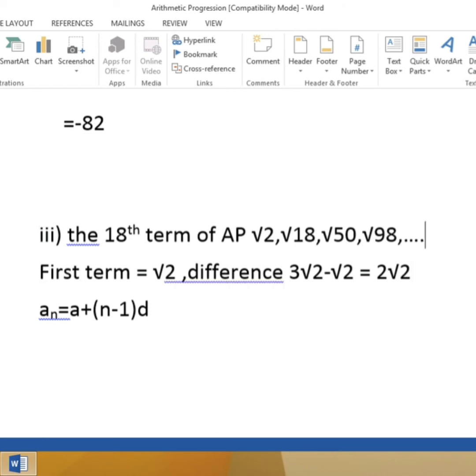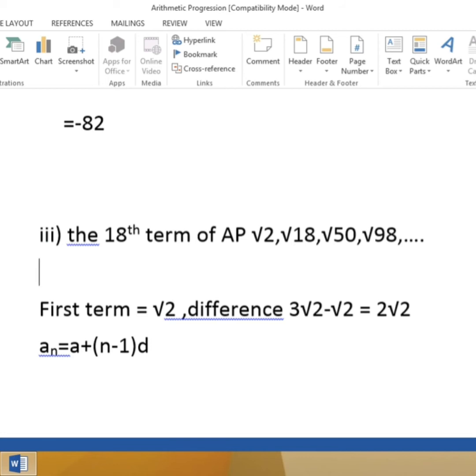Then we are going to find the 18th term. I'm just explaining again. Square root of 18 equal to 9 into 2. So 9 is a perfect square. We can remove it from the square root. So that's going to be 3 square root of 2. Hope it's clear.